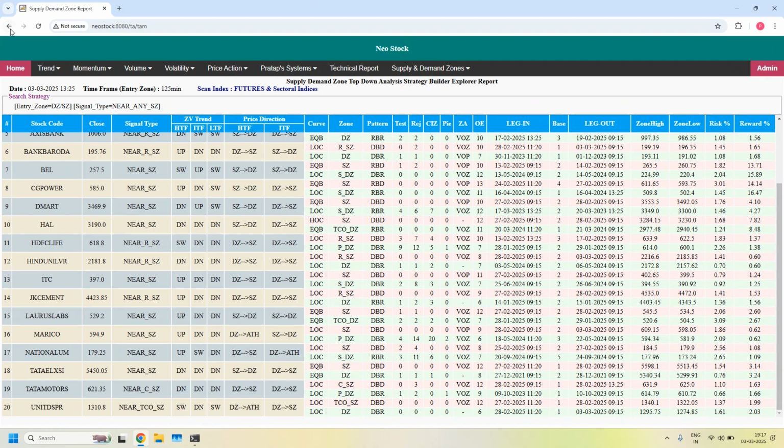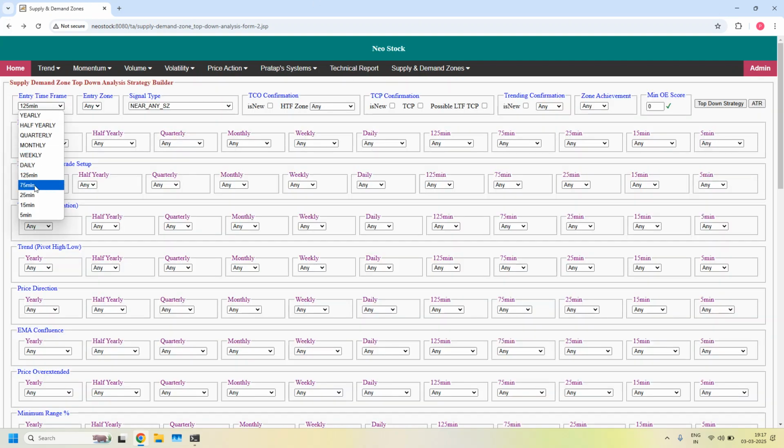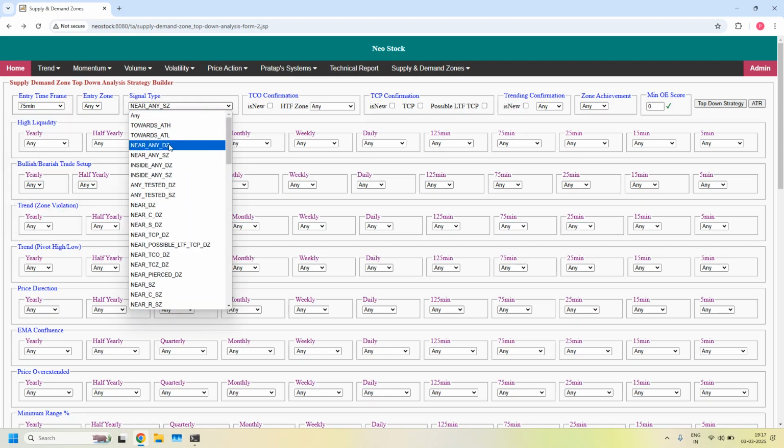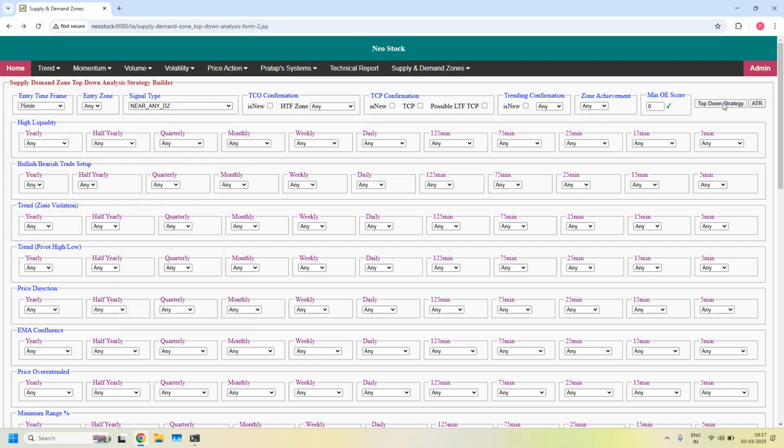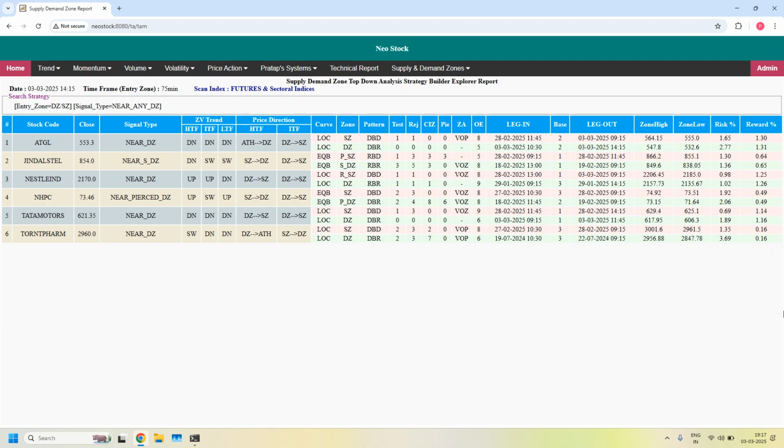Okay, next time frame is 75 minutes. Entry time frame 75 minutes. Let us find the stocks near 75 minutes demand zone. We got 6 stocks. Let us identify high liquidity 75 minutes demand zones from this list. Jindal Steel is having a high liquidity 75 minutes demand zone. That's it. Only one stock.